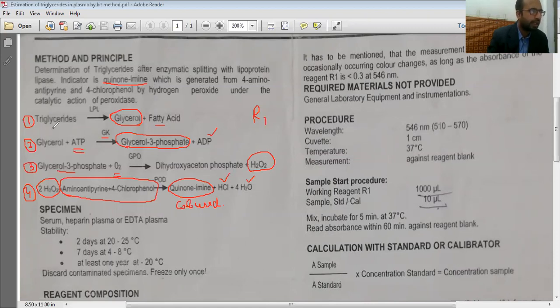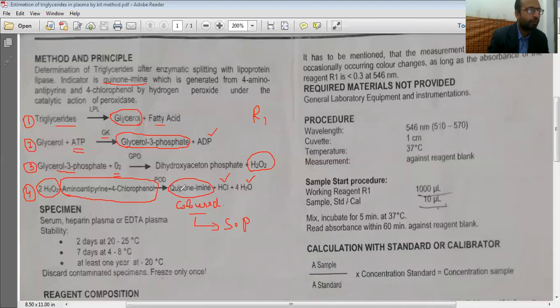Now if we have high triglycerides in the blood serum, they would produce more glycerol. More glycerol would produce more glycerol 3 phosphate, and glycerol 3 phosphate would produce more hydrogen peroxide. More hydrogen peroxide would produce more quinoneamine. This is a colored compound. Now we will place this colored compound in a spectrophotometer, and we provide a specific light with a specific wavelength, and this colored compound would absorb that light.